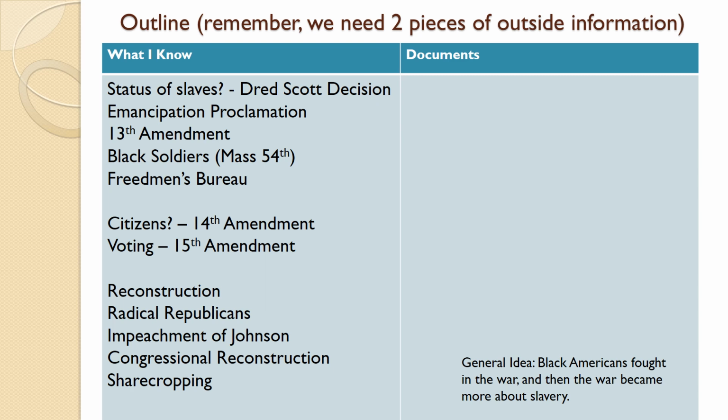And as we know from the Dred Scott decision, slaves are considered property. And of course, the government can't take away that property. Then, as the war goes on, we have the Emancipation Proclamation, which quote unquote freed the slaves, leading to the 13th Amendment, which absolutely freed the slaves. Then we can talk about black soldiering with the Massachusetts 54th. We could talk about the Freedmen's Bureau.